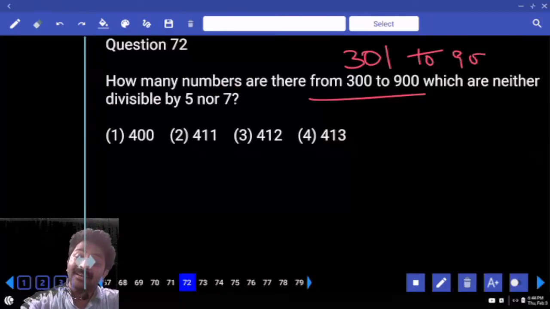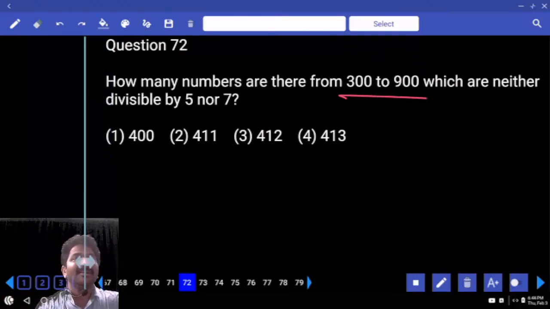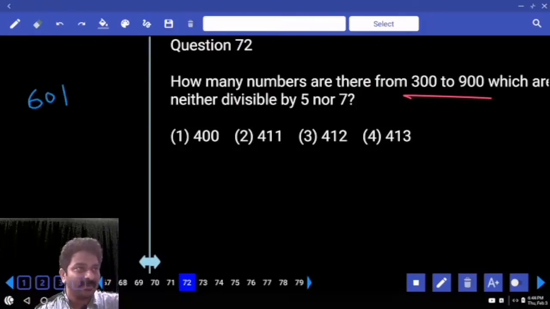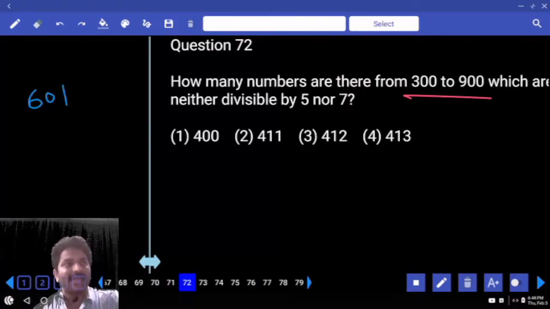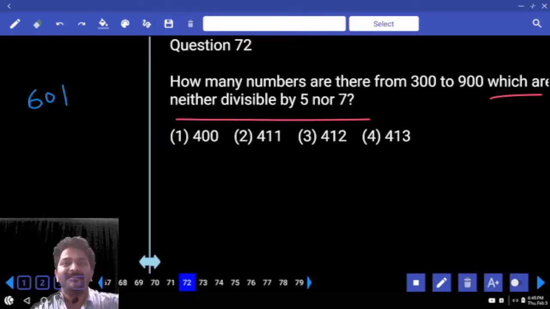301 to 900, 600. 300 to 900, 601 numbers are there. Okay, now 300 is also included. From 301 to 900 there are 600 difference. 300 kuda included kabatti 601 numbers are there. Okay, now which are neither divisible by 5 nor by 7? Ante number should not be divisible by 5 or 7.